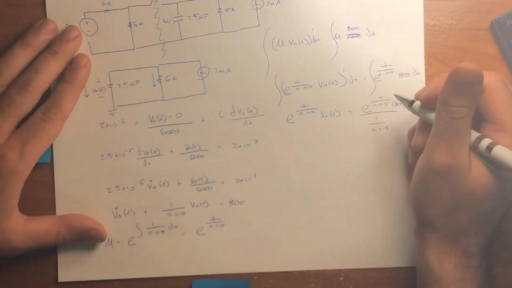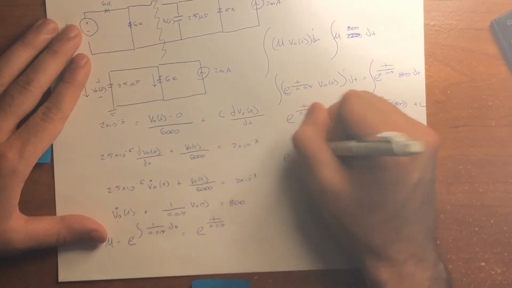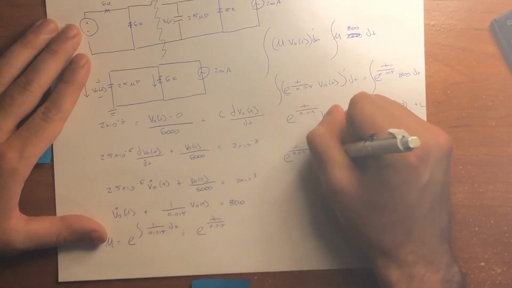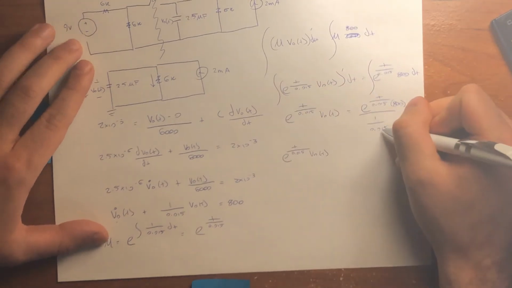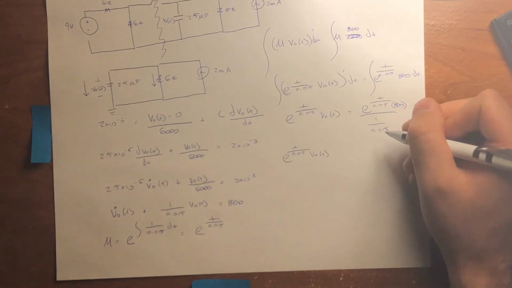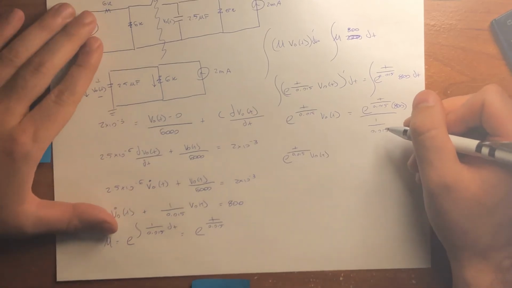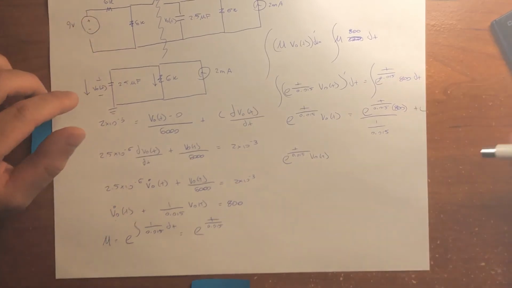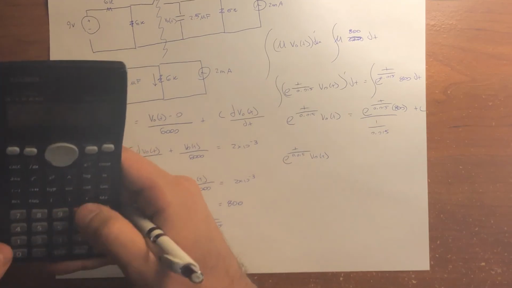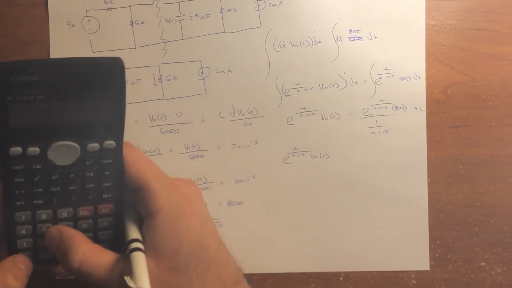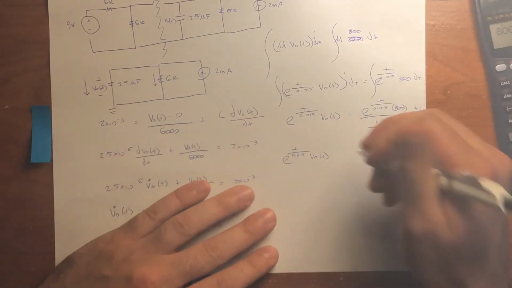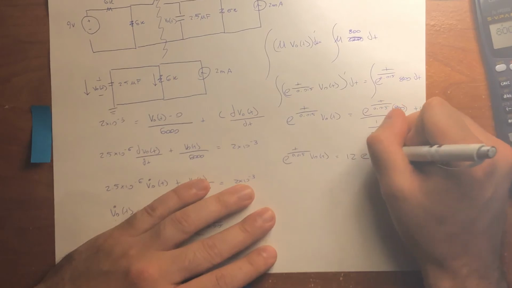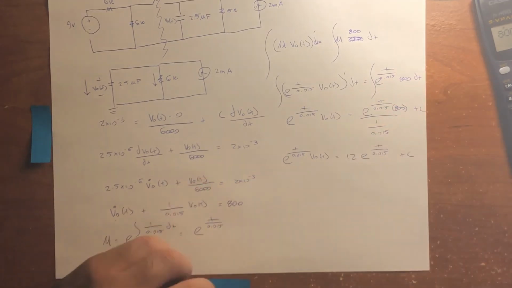Okay, so let's just simplify. So we have e to the power of t divided by 0.015 times v naught t. Now 800 times 0.015 equals 12. So we end up with 12 e^(t/0.015) plus c, which is the constant.